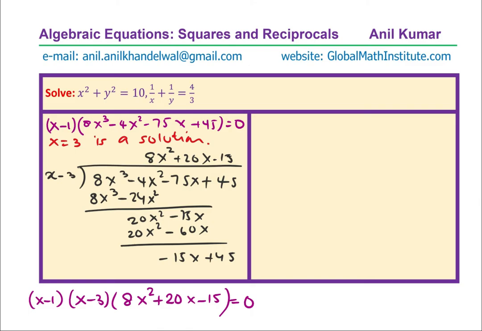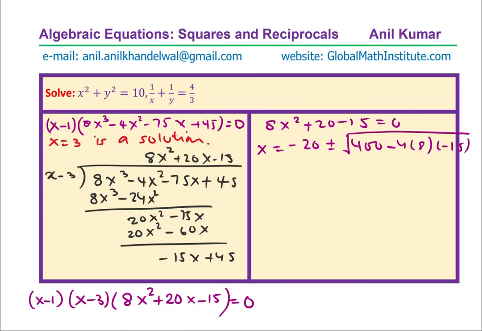You get the idea. So the last part is the quadratic equation. We can use the quadratic formula to find the solution. So to solve for 8x squared plus 20x minus 15 equals 0, we can say x equals minus 20 plus or minus the square root of b squared, which is 400, minus 4ac. So minus 4 times 8 times minus 15, divided by 2 times 8, which is 16, correct? So let us solve this.